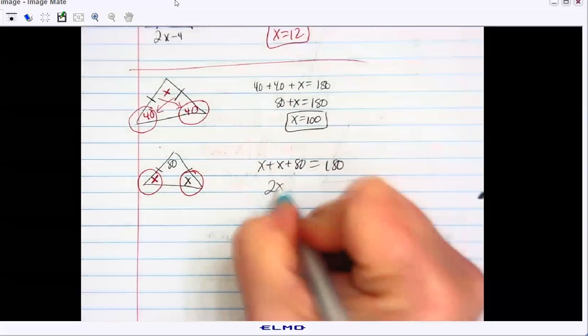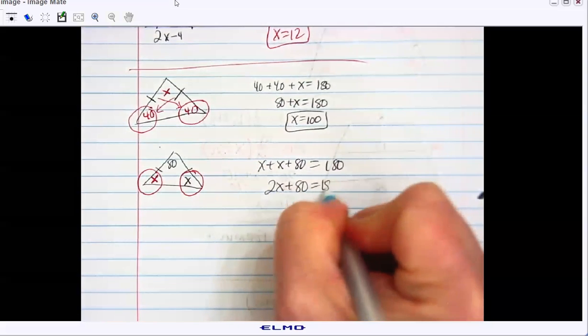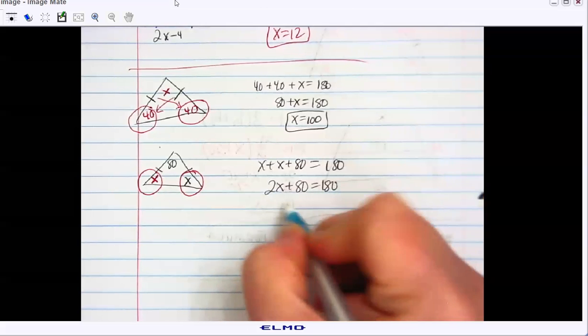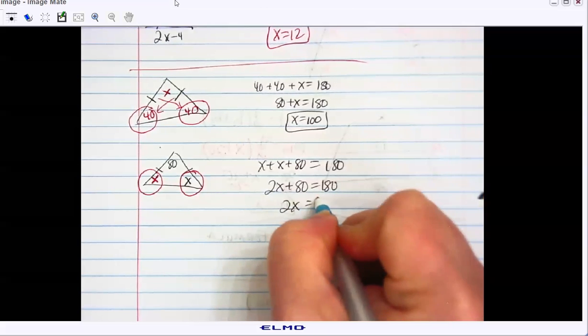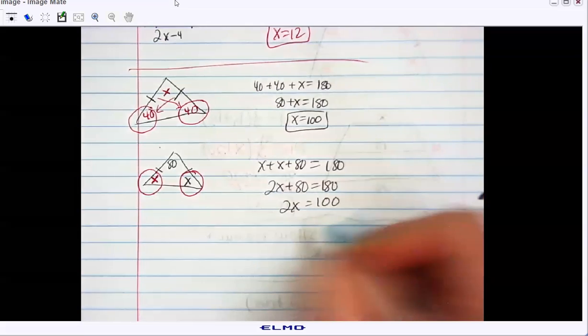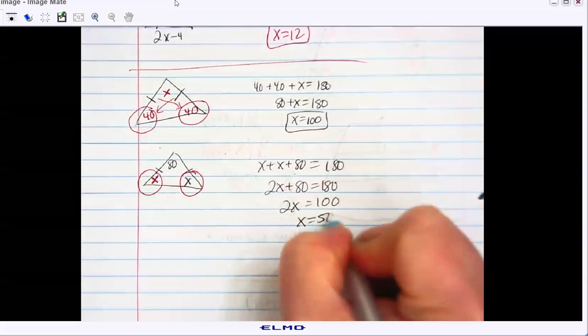So 2x plus 80 equals 180. And subtracting 80, I get 2x equals 100. And dividing both sides by 2, I get x equals 50.